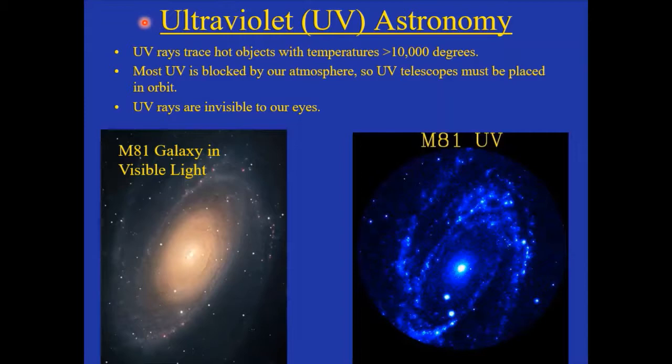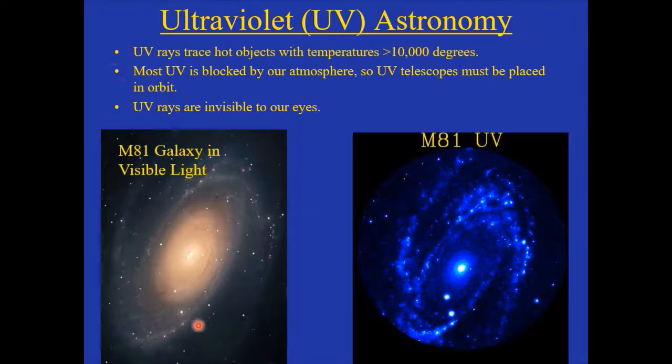Let's move on to the ultraviolet portion of the electromagnetic spectrum. So UV rays trace hot objects. It takes a lot of heat to produce ultraviolet. So these objects have temperatures greater than 10,000 degrees. Again, because most ultraviolet is blocked by our atmosphere, which is a good thing, UV telescopes have to be placed in orbit.